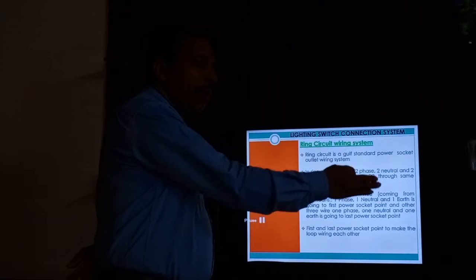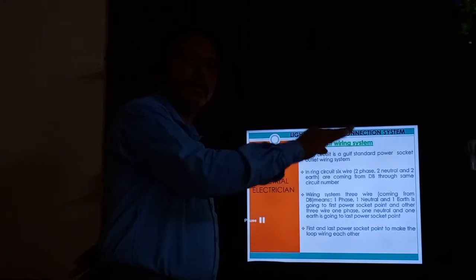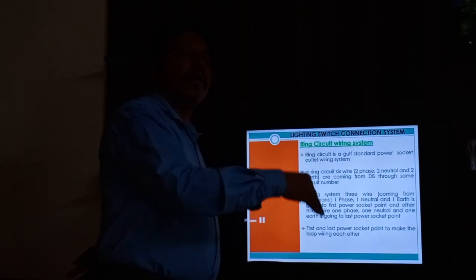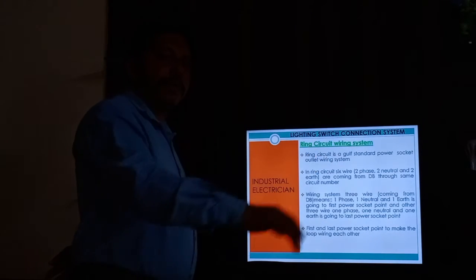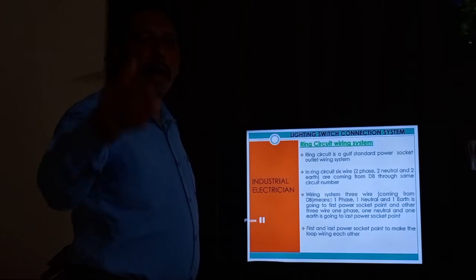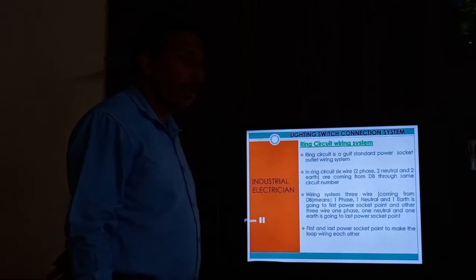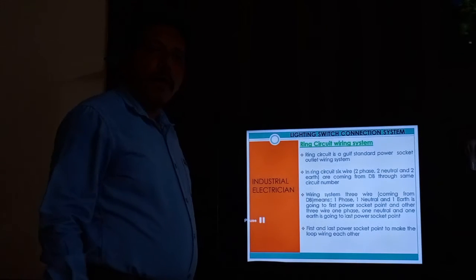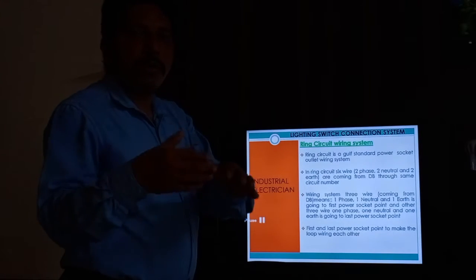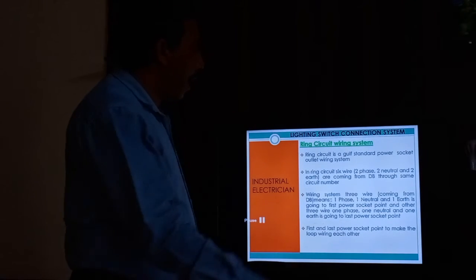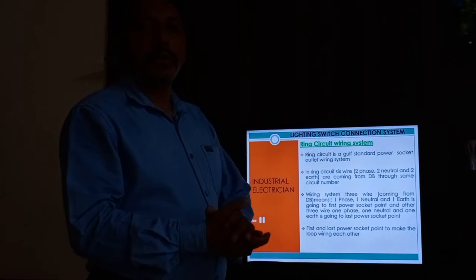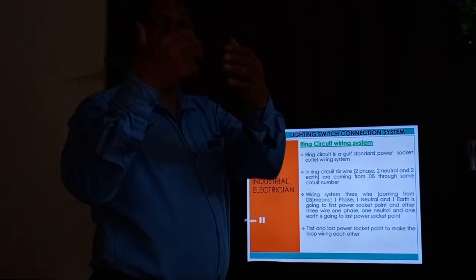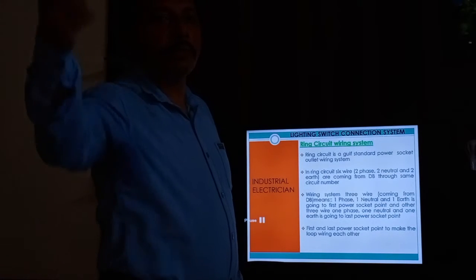So 3 wires from the DB go to the first point and 3 wires go to the last point. In between there are points 1, 2, 3, 4, 5 like that. This means equal power is running inside the wire, and between the first point and last point we make the looping system, 3 wire, 3 wire, 3 wire.